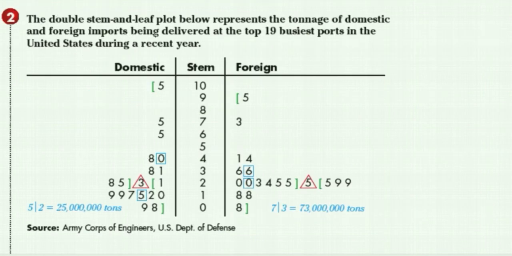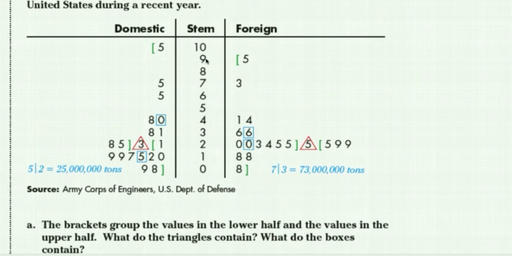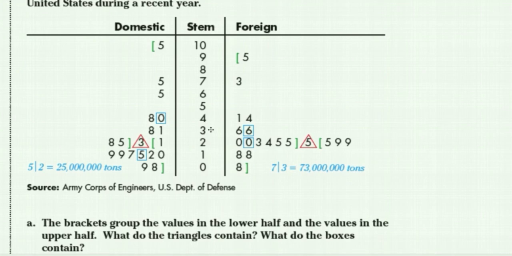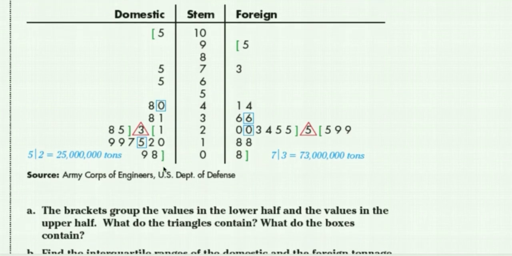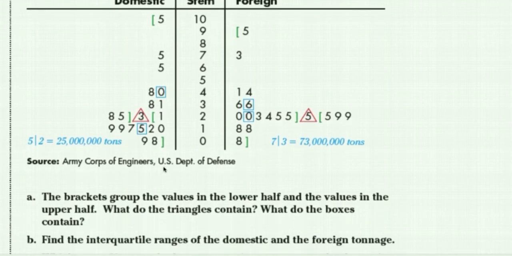The double stem and leaf plot below represents the tonnage of domestic and foreign imports being delivered at the top 19 busiest ports in the United States during this recent year. Okay, so you have your double stem and leaf plot, and if you look at it, you have brackets, a blue square, a triangle, another blue square, and another set of brackets. Okay, so let's see what these mean.